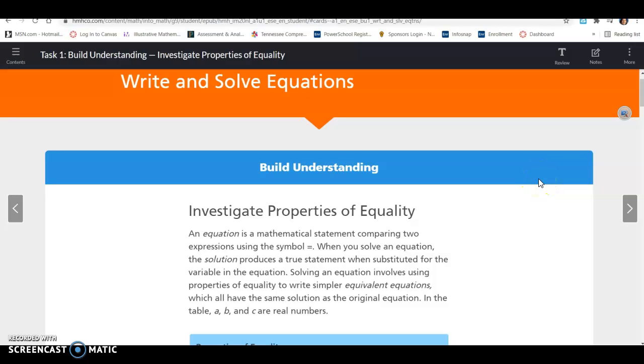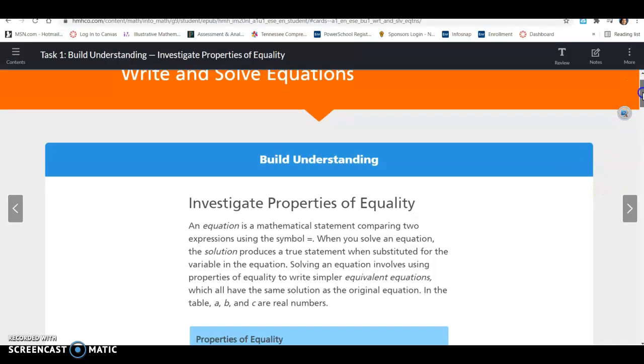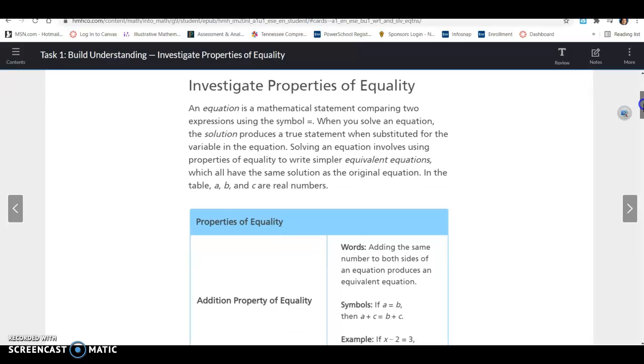Right, we're still in lesson 2.2 and we are writing and solving equations. So this is task 1 that we're going to do together, and then you're going to have to do task 2 and 3 on your own. So let's walk through the steps and see what to do. So it says investigate properties of equality.